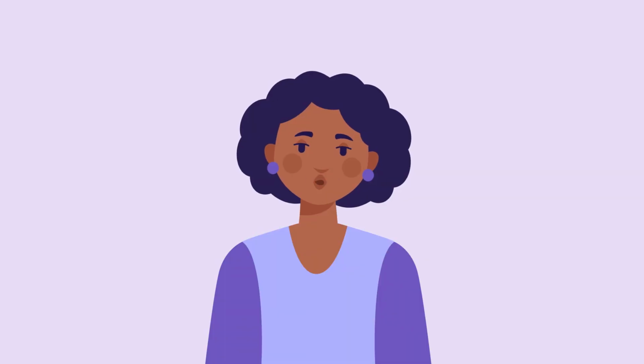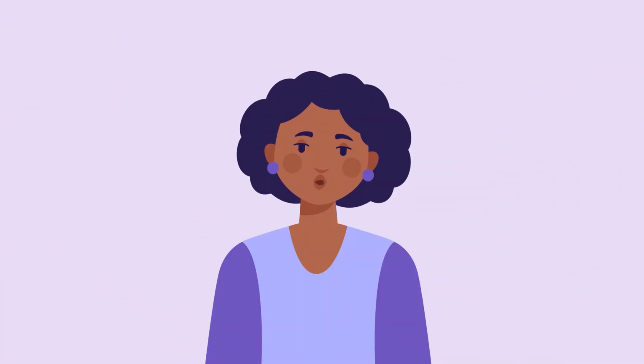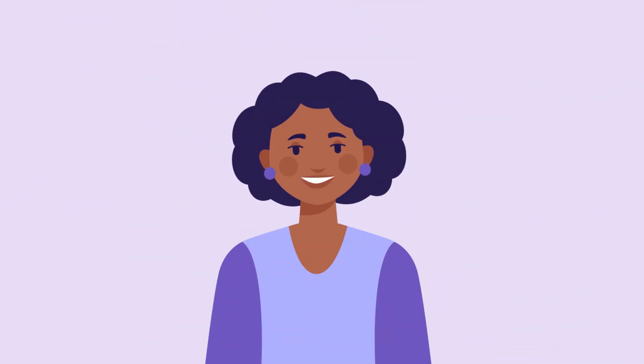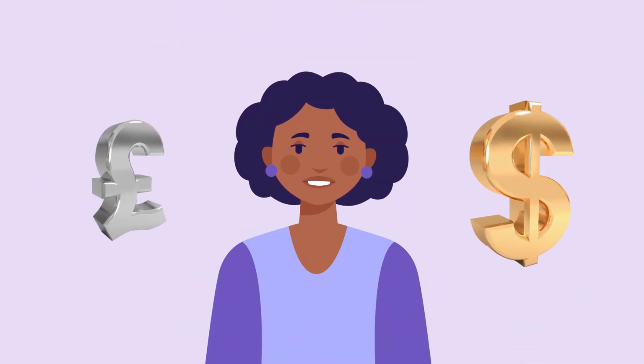On the other hand, if we believe that the euro will become weak against the dollar, we can sell the euro against the dollar. Another way of saying this is that we will short the euro-US dollar pair. So when we short the euro-US dollar pair, we are speculating that euro will become weaker than the US dollar.